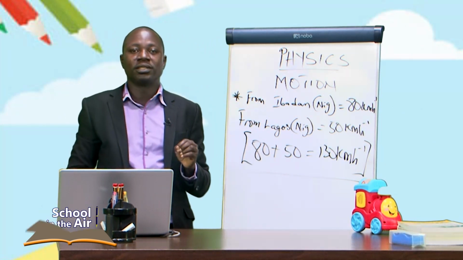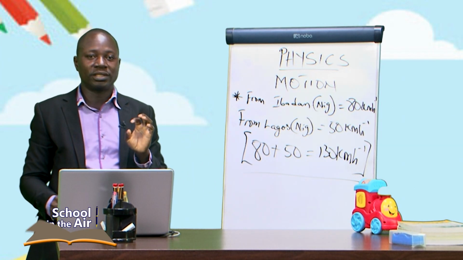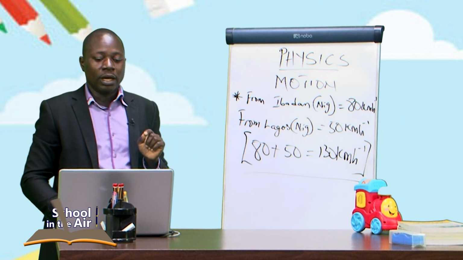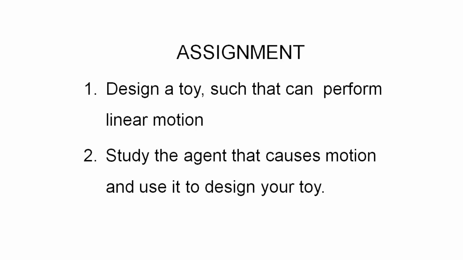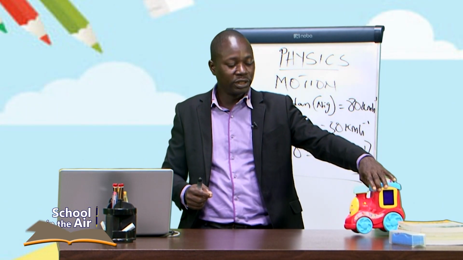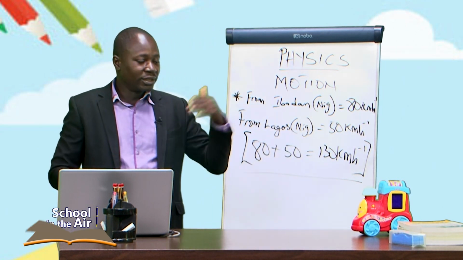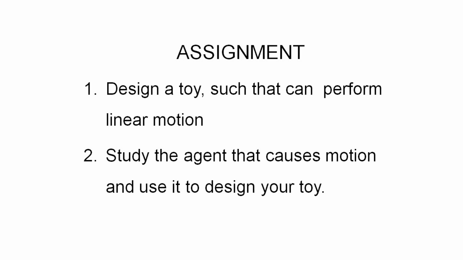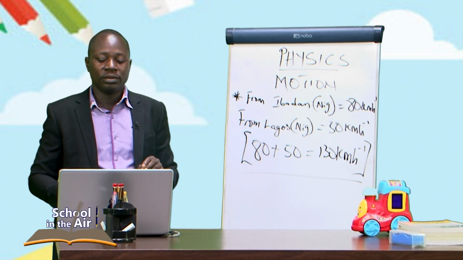So it means that there is something called an agent that causes motion. And so that will take me to this. I want you to design a toy that can perform linear motion. You are sure that this toy can perform linear motion. Then you put the toy on the table and then tap it. So I want you to study the agent that causes motion and use it while designing your toy. Put it in mind while designing your toy. Thank you.